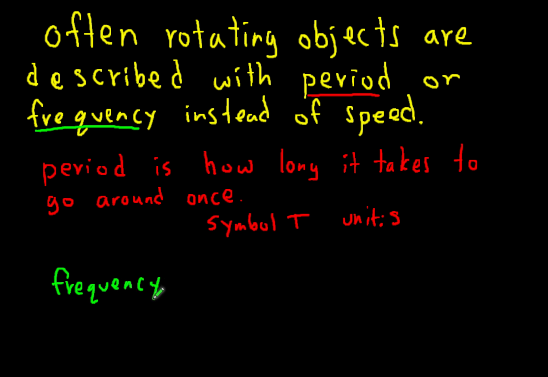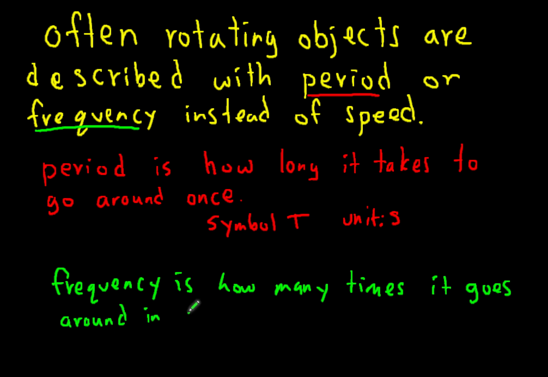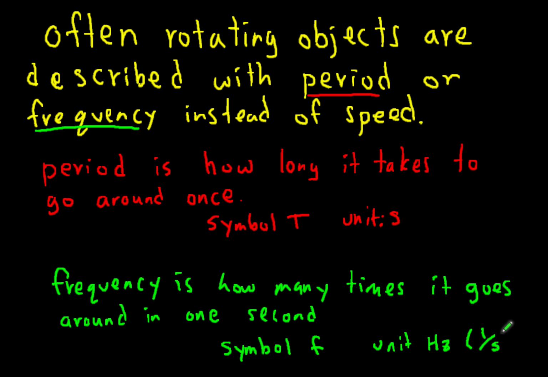Frequency is the opposite of period. Frequency is how many times the object travels around in 1 second. The symbol we use for frequency is small letter f, and the unit is the hertz, although the hertz is actually just a constructed unit, which is 1 over a second, or seconds to the -1, but because that's awkward to write, we write the unit as the hertz, Hz.